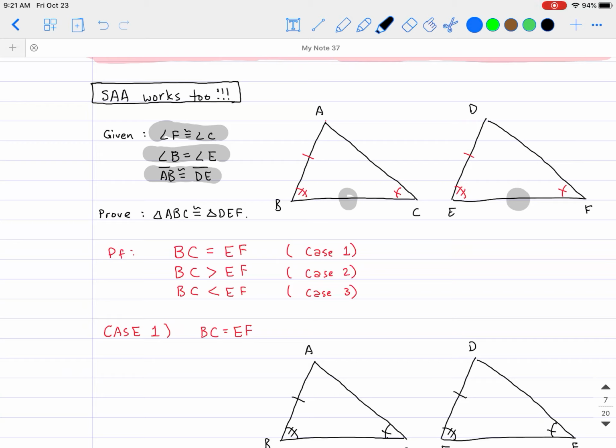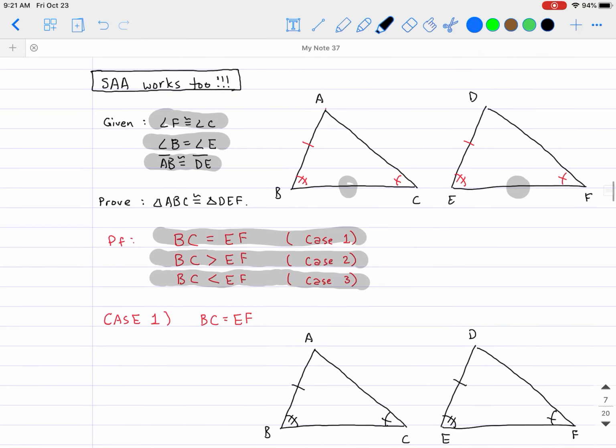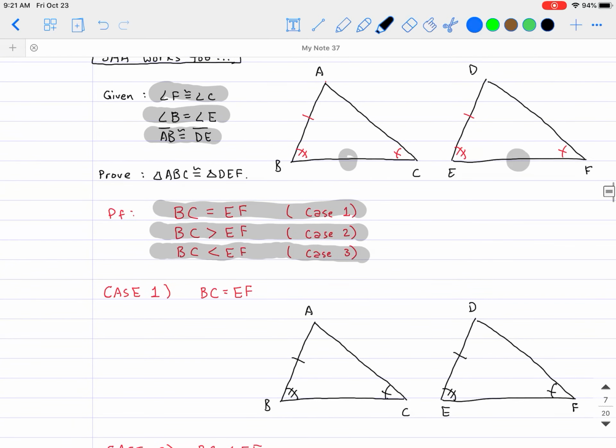So what I'm going to do is focus on the length of BC, which is located right here, and also focus on how it's related to EF over here. Now, according to trichotomy, there are only three things that can happen. Those two lengths can either be equal to each other, which is case 1, or BC could be greater than EF, which is case 2, and lastly, BC is going to be less than EF, which is case 3. Needless to say, we're going to probably eliminate case 2 and case 3 in the process, so that we can force it to be only case 1. So that is going to be our tactic in this case.